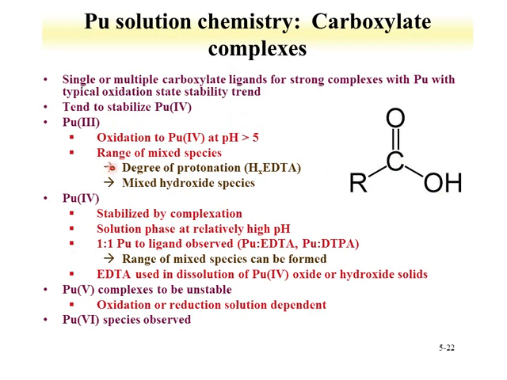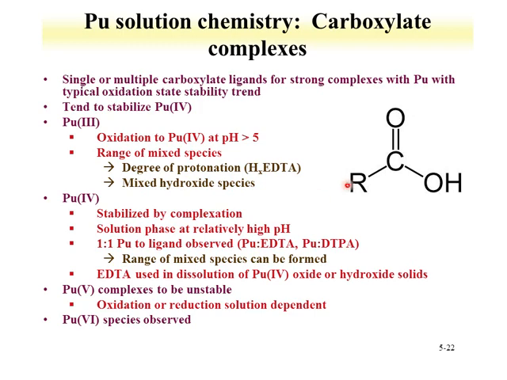Plutonium-3 carboxylate species tend to oxidize to the 4, and a range of species have been identified, including mixed hydroxide species. So you may have plutonium bound with a hydroxide bound with this carboxylic acid. The plutonium-4 species tend to be stabilized by complexation with carboxylic acids, and the compounds tend to be 1-to-1, for instance, plutonium EDTA, plutonium DTPA, and these compounds with these acids can be soluble under pH conditions where the free plutonium is precipitated.